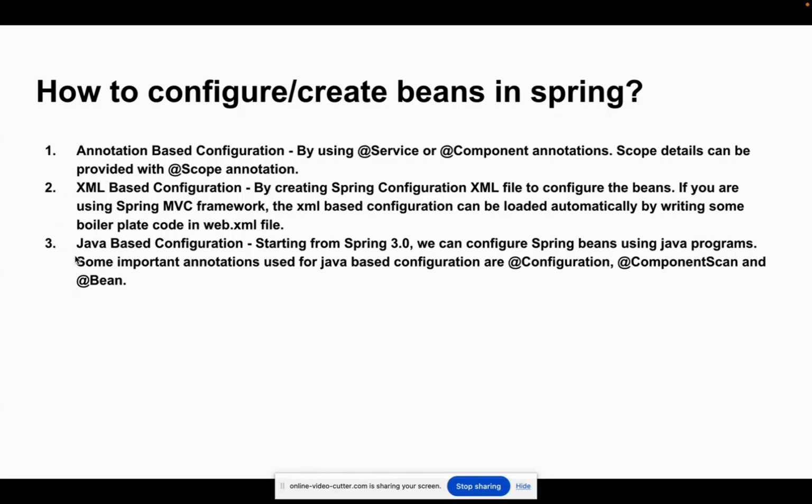And also Java-based configuration. Starting from Spring 3.0, we can configure Spring beans using Java programs. Some important annotations used for Java-based configuration are the configuration annotation, the component scan annotation, and the bean annotation.